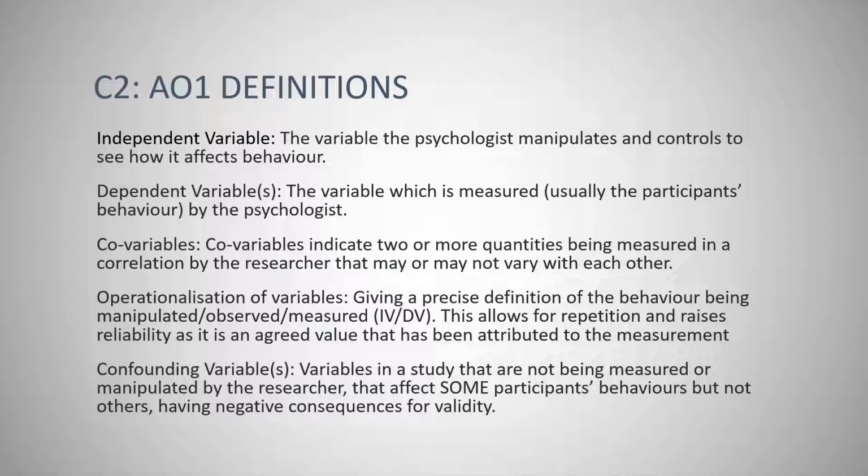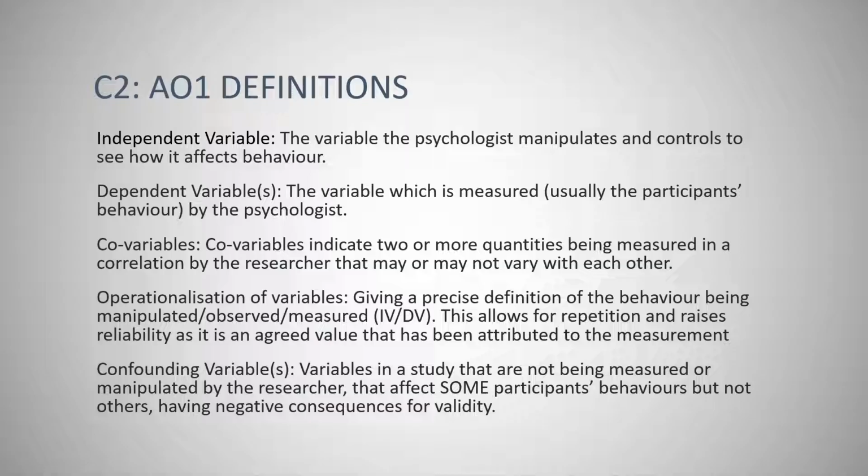So operationalization of variables, giving a precise definition to the behavior being manipulated / observed / measured, so the independent variable and dependent variable. This allows for repetition and raises reliability as it is an agreeable value that has been attributed to the measurement. Confounding variables are variables in a study that are not being measured or manipulated by the researcher that affect some participants' behavior but not others, having negative consequences for validity.